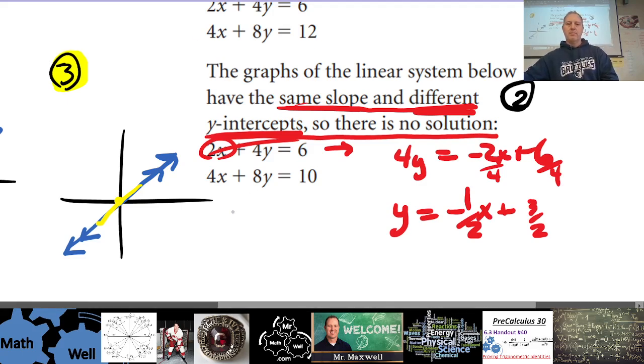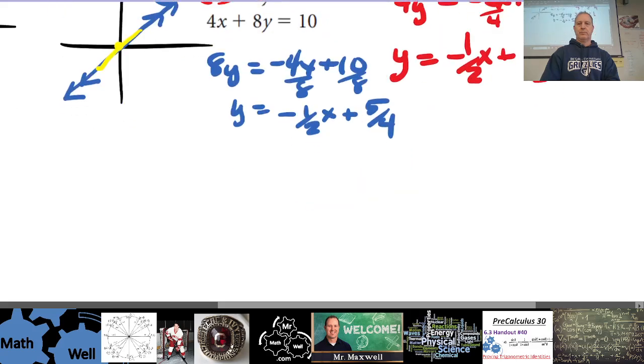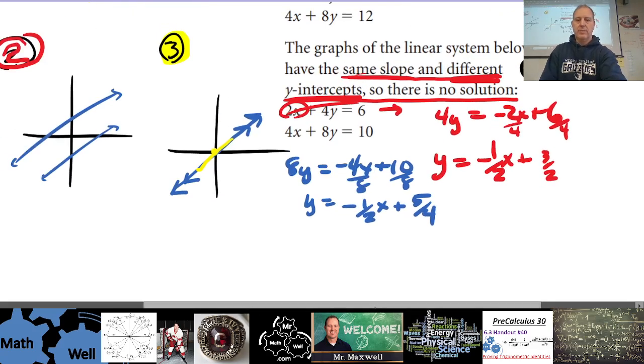The second one, 8y equals negative 4x plus 10. Y equals, when you divide by 8, you get negative 1/2 x plus 5 over 4. All right, so that's zoomed in quite a ways. I'm going to get back out here.